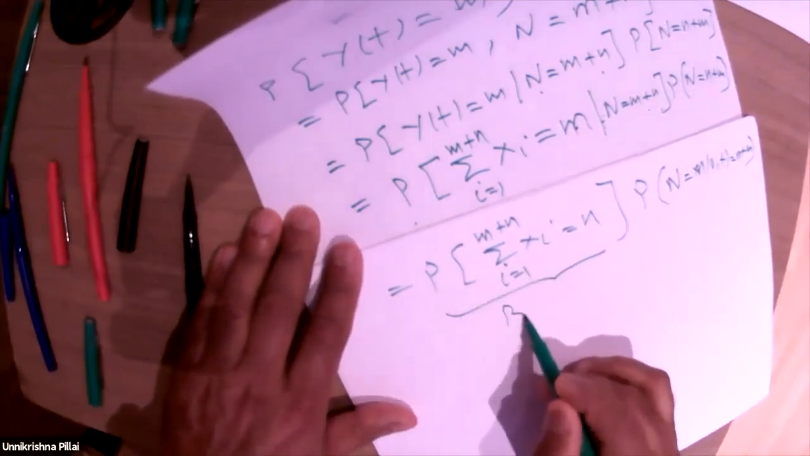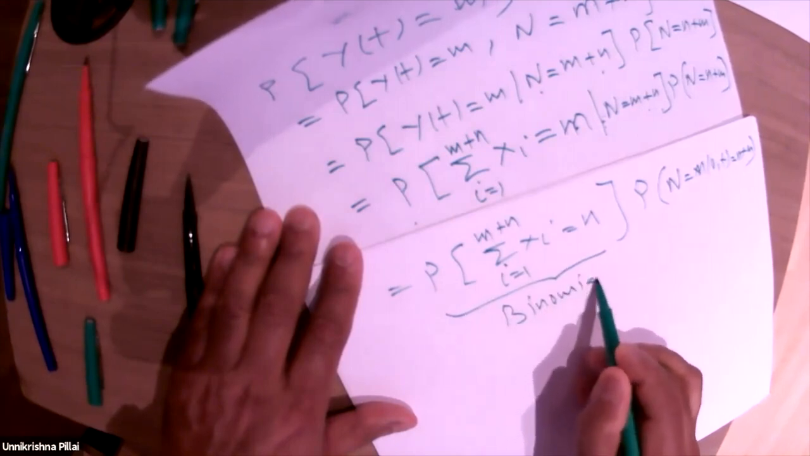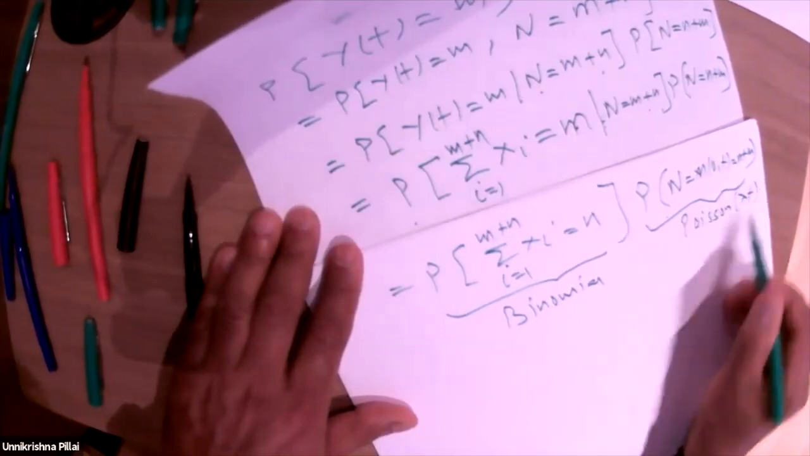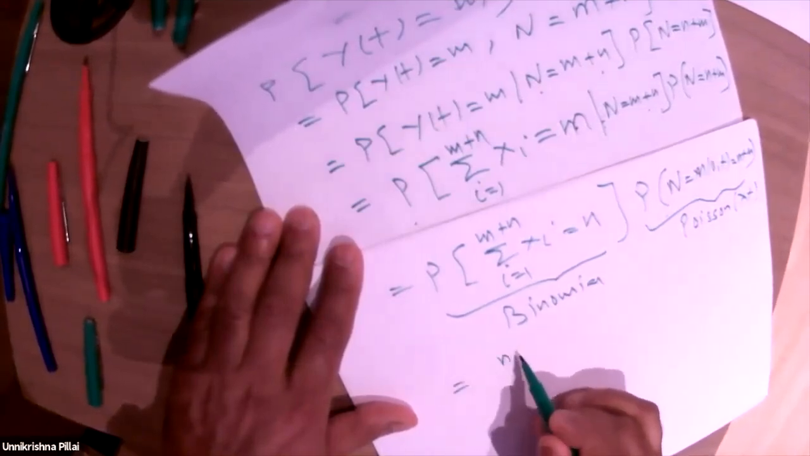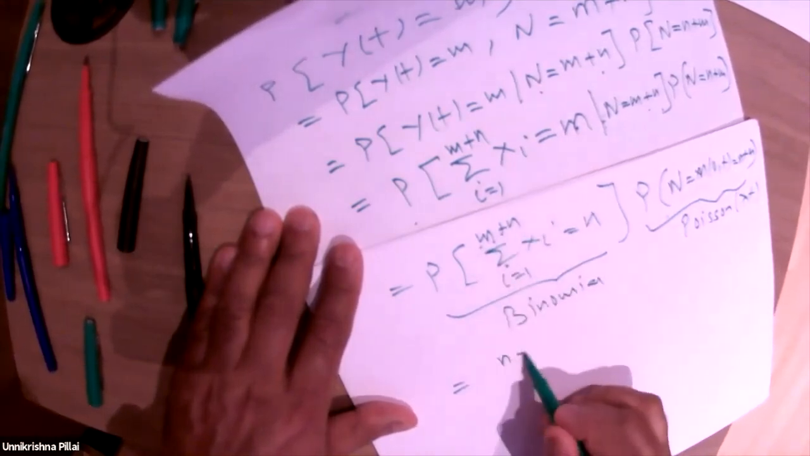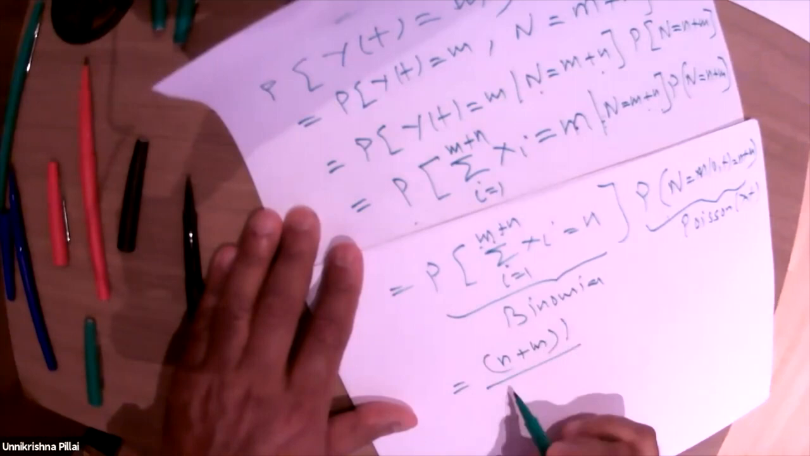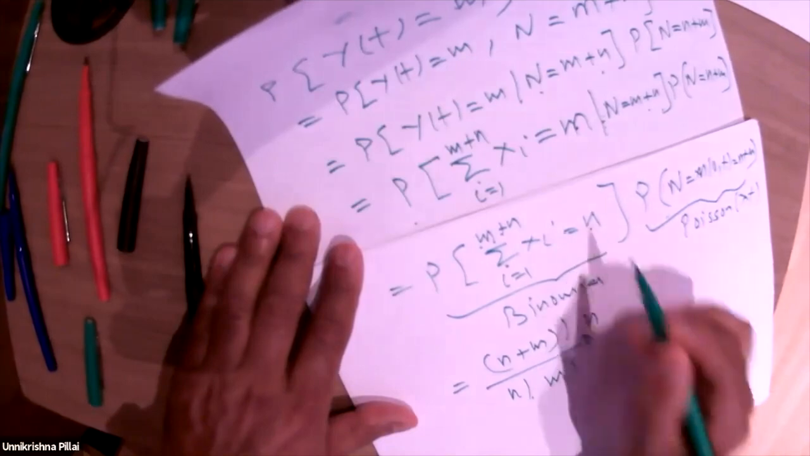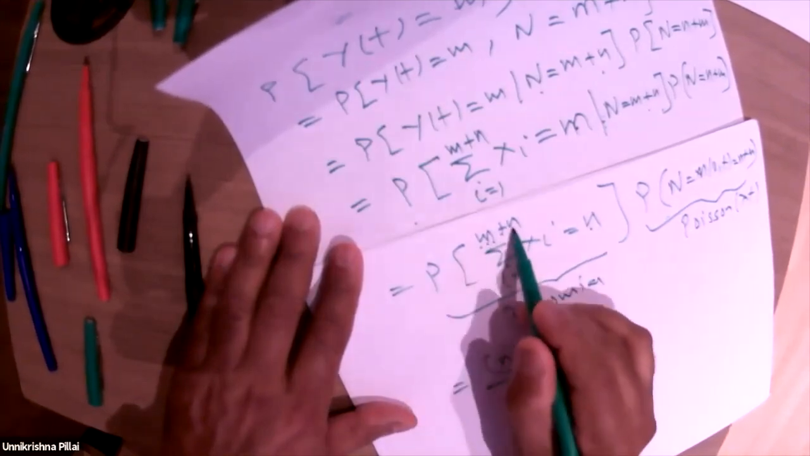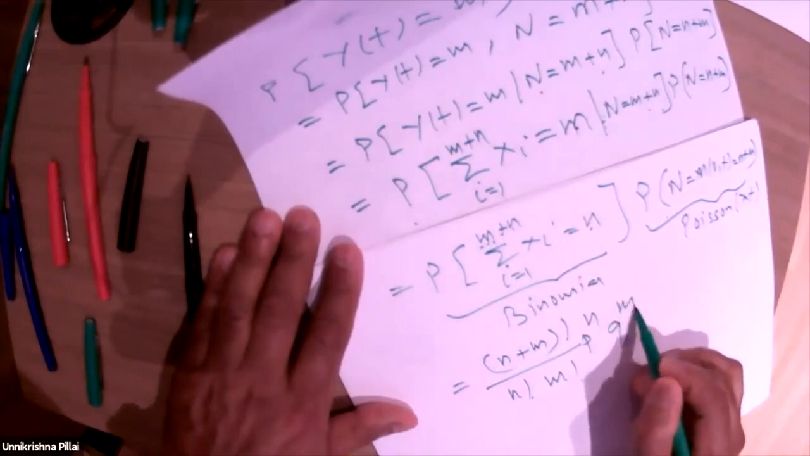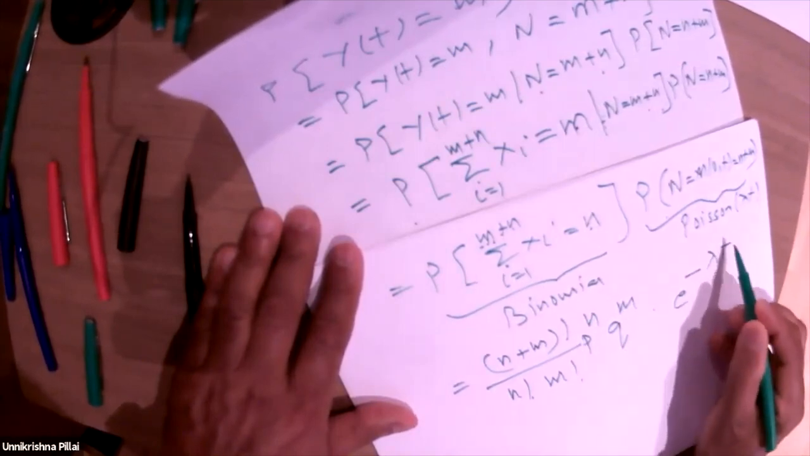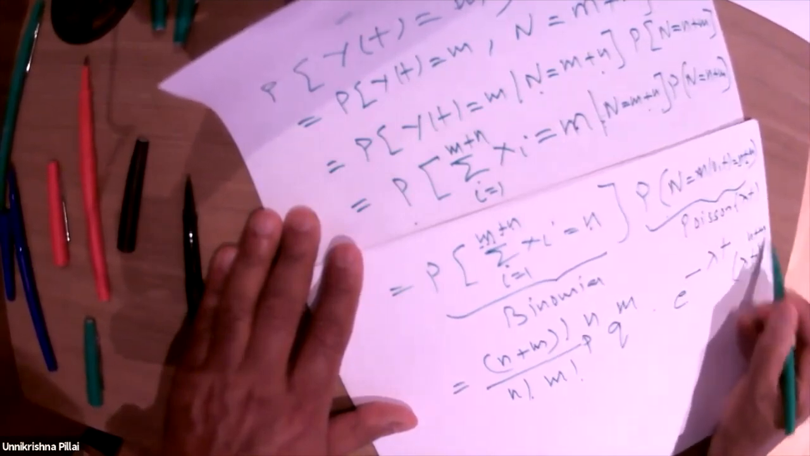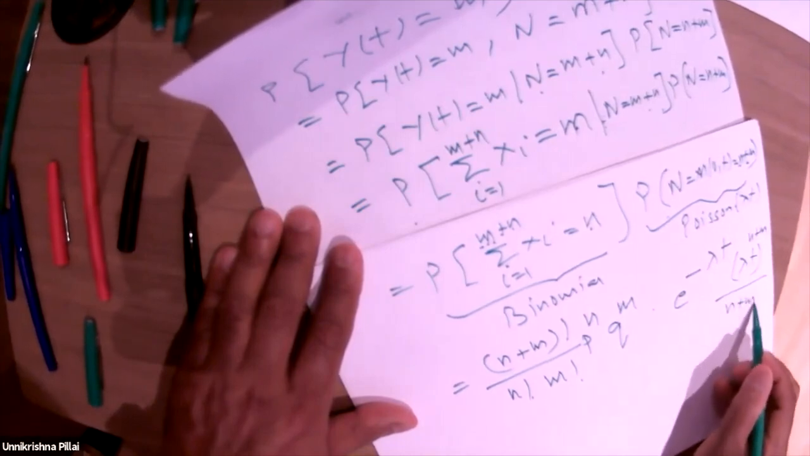But this is binomial, and this is a Poisson with the parameter lambda t. So this is n choose k, where n is here the capital m plus n. So m plus n choose k means (m plus n) factorial over n factorial m factorial, p to the power k, k is here n, q to the power capital N minus n, which is m, multiplied by e raised to minus lambda t, lambda t to the power n plus m, over (n plus m) factorial.